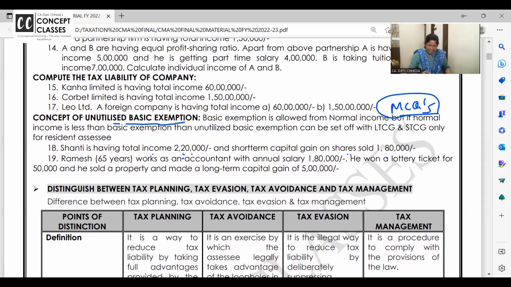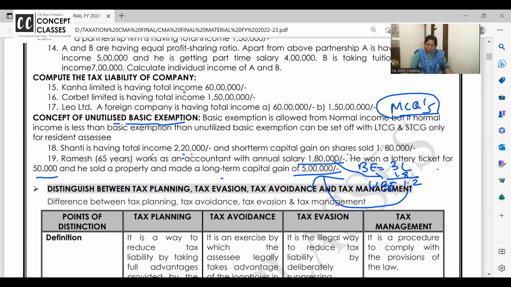See, he's 65 years. Who? Ramesh. Annual salary is 180, and he won a lottery ticket of 50,000. He has sold the property and has capital gain. Now, what is Ramesh's age? Let's do this orally right here. 65. So what is the basic exemption? 3 lakh. How much is his normal income? 1.8. So 1.2 lakh is unutilized basic exemption.